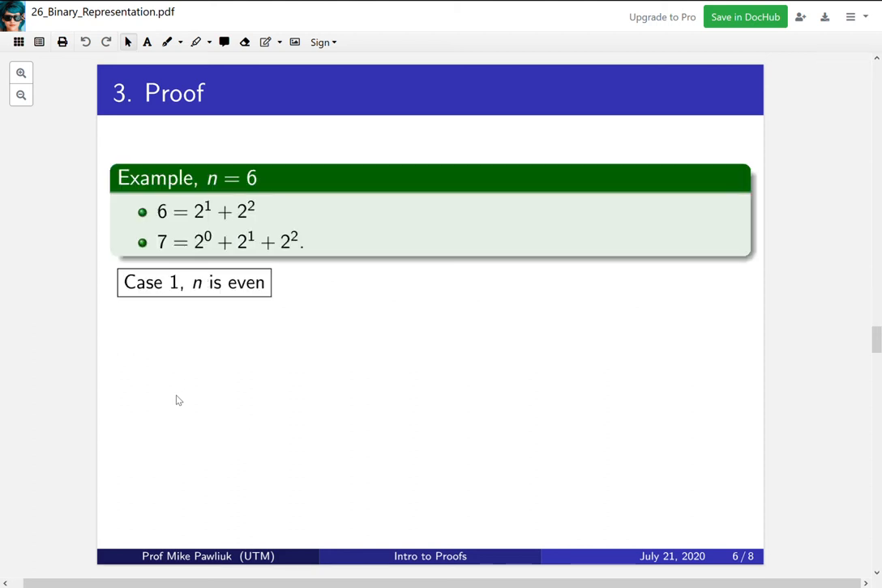So let's suppose that n is even, and our goal is to prove that n plus 1 has a representation. I've given an example here, which is n equals 6. So we have a representation for n equals 6, like 2 to the 1 plus 2 to the 2. Now, how do we get the representation for 7? Well, all we need to do is add 1, which we can write as 2 to the 0. And since 2 to the 0 wasn't used previously, it will respect all of the rules and be a valid representation.